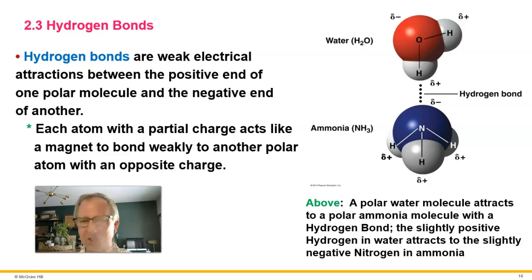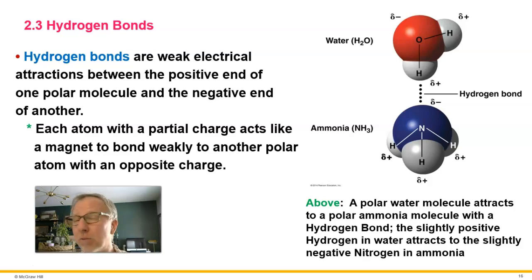I'm leading you through this. And because they make polar covalent bonds, the nitrogen becomes a little bit negative and the hydrogens become a little bit positive. So ammonia is polar. So you've got a water that has hydrogens that are a little bit positive, and you've got ammonias where the nitrogens are a little bit negative. Those are attracted to each other. And that attraction is a hydrogen bond.